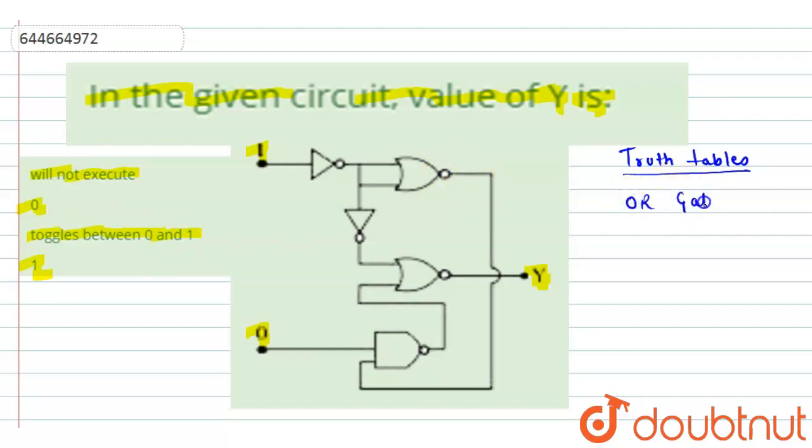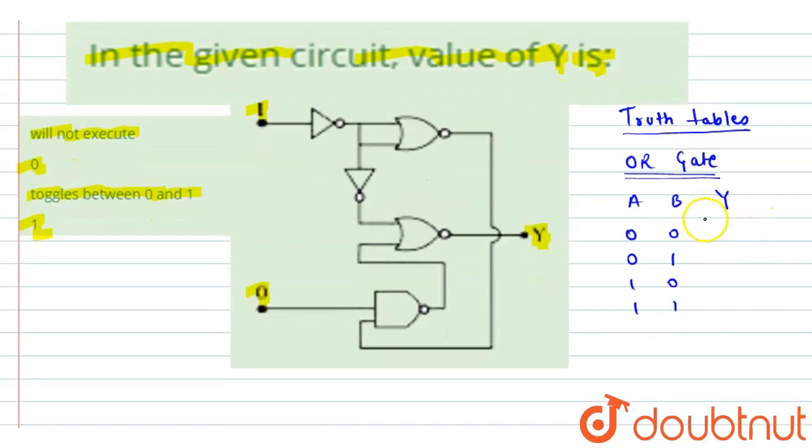So let me write the OR gate truth table. We have A, B, and Y. Let me write 0, 0, 0, 1, 1, 0, 1, 1. OR gate and AND gate are the simple gates to remember, so that's why I'm taking the OR and AND gate. Here the output would be 0 when both inputs are 0, and in the rest of the cases it is 1. So remember this: if even a single input is 1, then the output would be 1 for an OR gate.